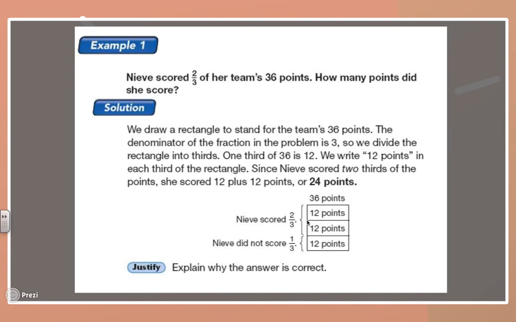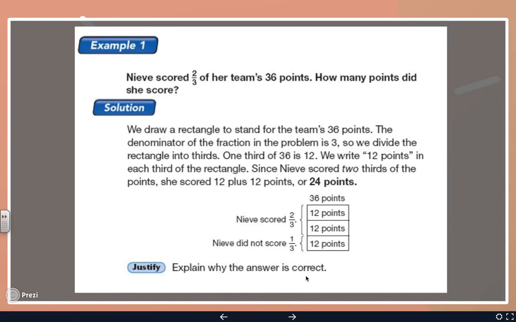Now, Nieve scored 2/3 of her team's points, so 1, 2 of these boxes belong to Nieve, the other belongs to the rest of her team. So she scored a total of 24 points because 12 plus 12 equals 24. Okay? Now, on the back, explain why this answer is correct. Okay? And then we'll go over that in class.